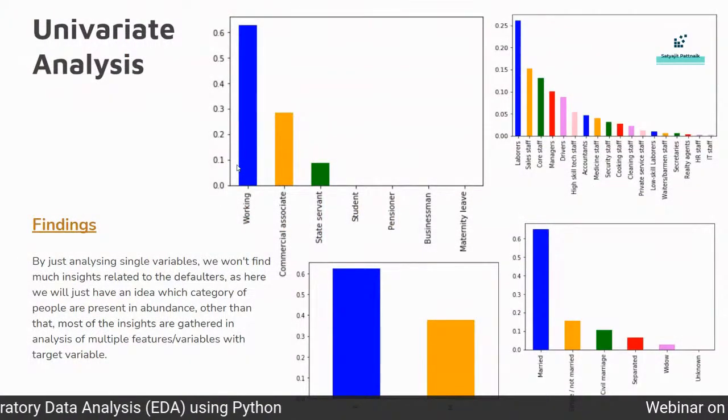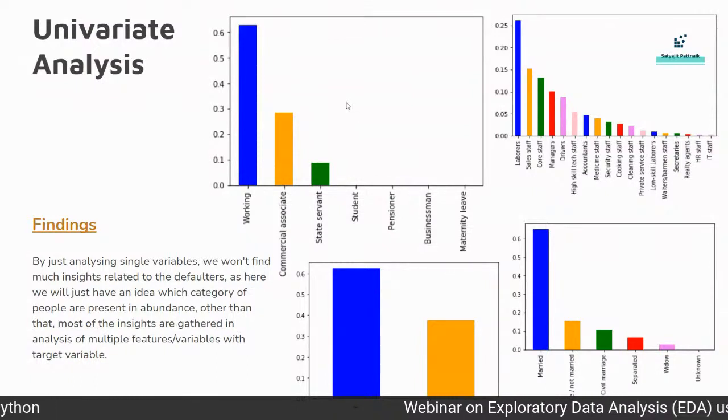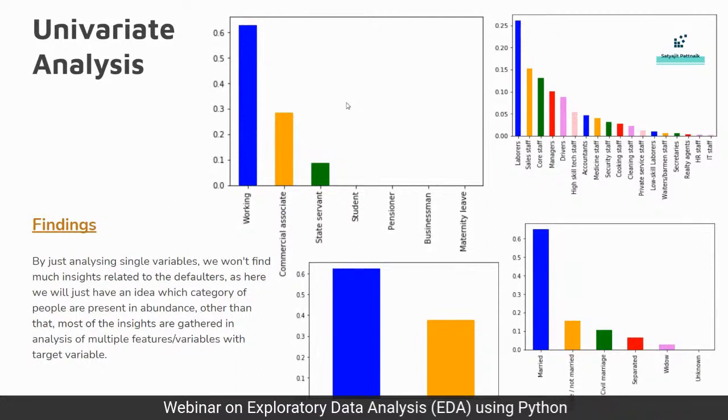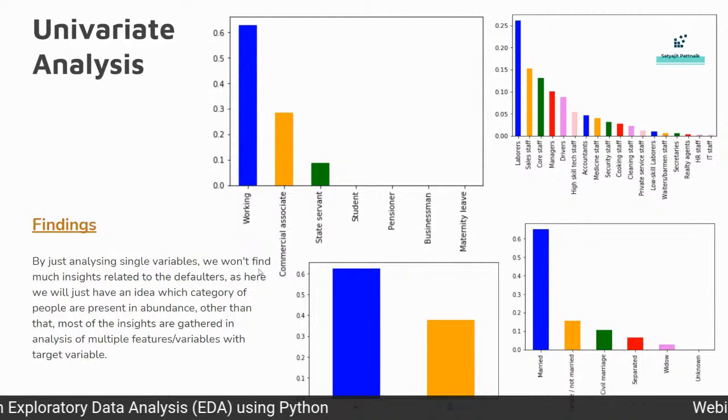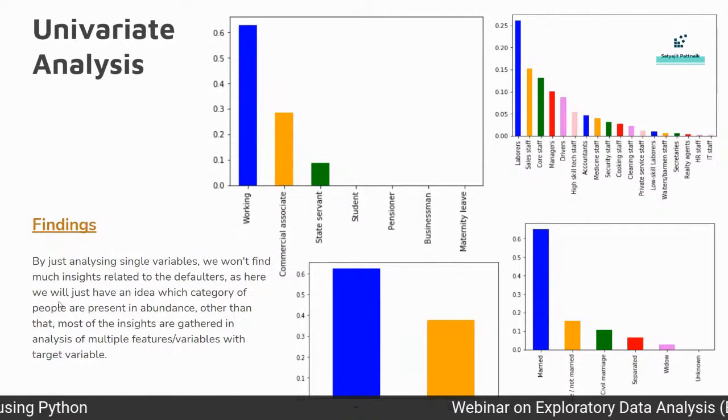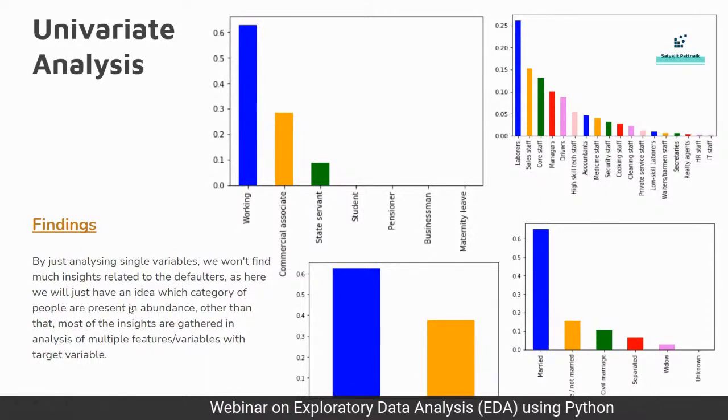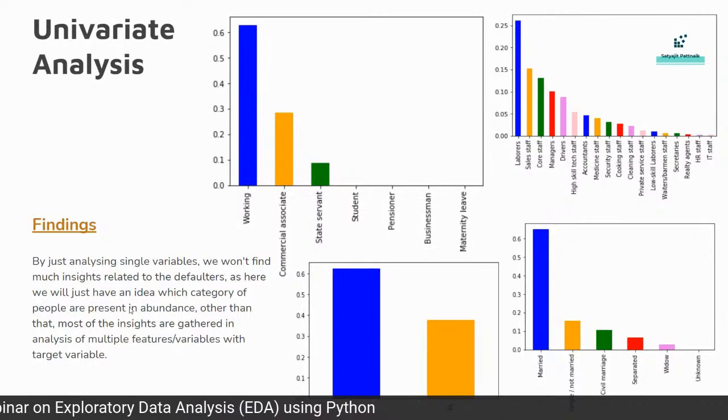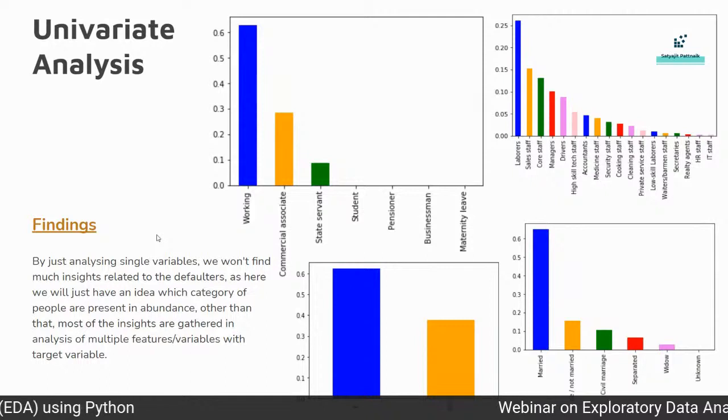We have to do the univariate analysis. Univariate analysis is the most basic analysis, and it usually doesn't give much information. Just by analyzing single variables, we won't find many insights related to the defaulters. Here, we will just have an idea which category of people are present in abundance. Other than that, most of the insights are gathered in the analysis of multiple features or variables with the target variable.